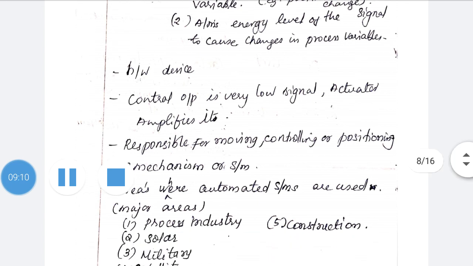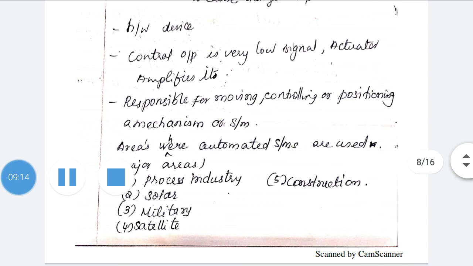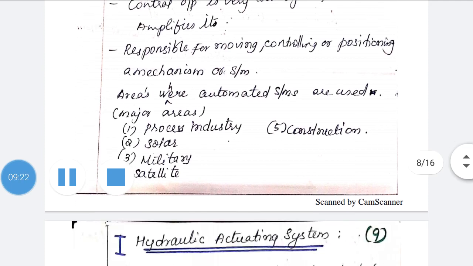And it is responsible for moving, controlling or positioning a mechanism, and its control output is a very low signal. The actuator amplifies it.